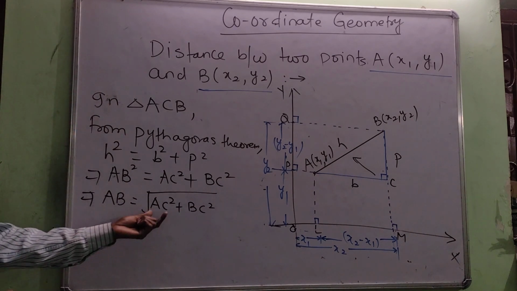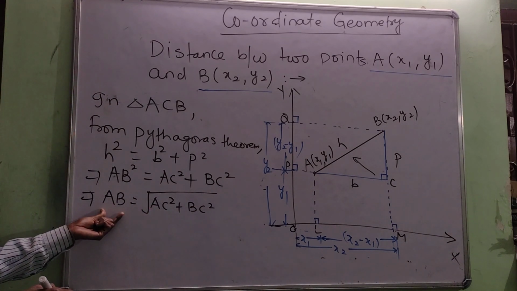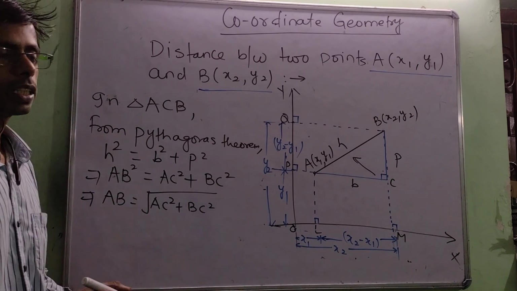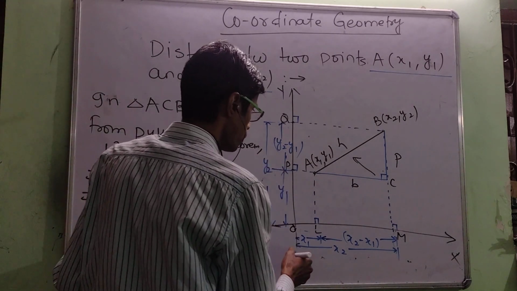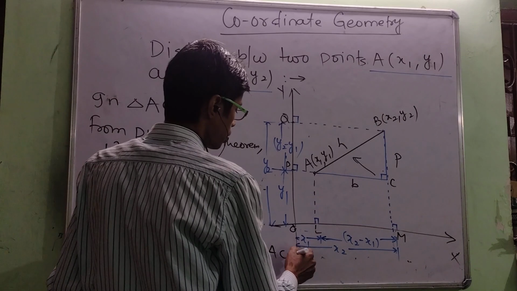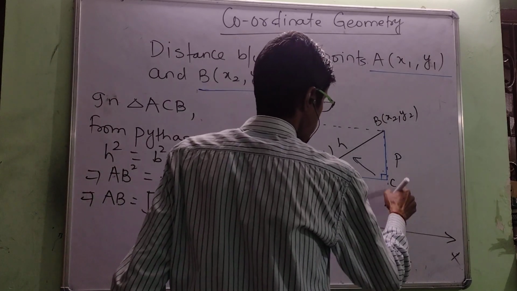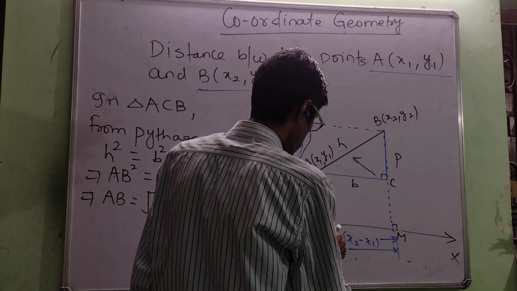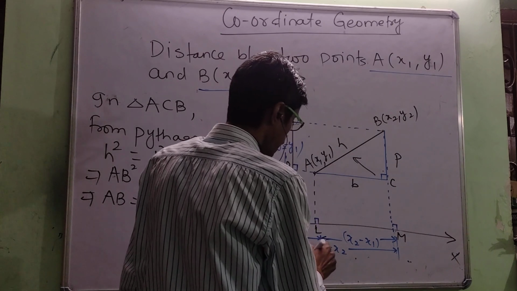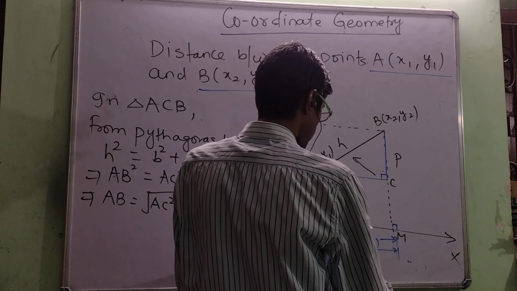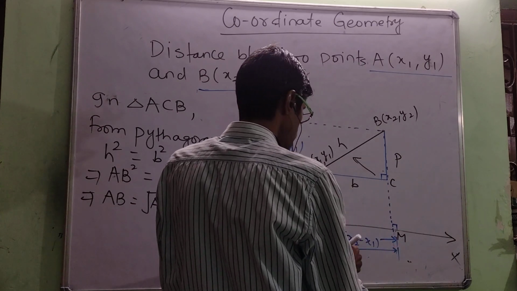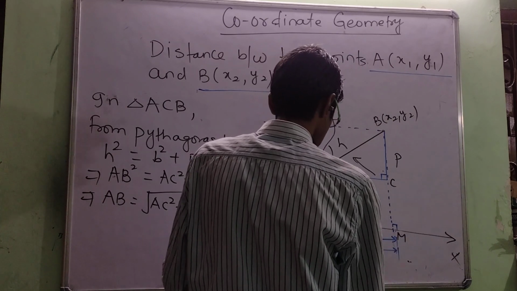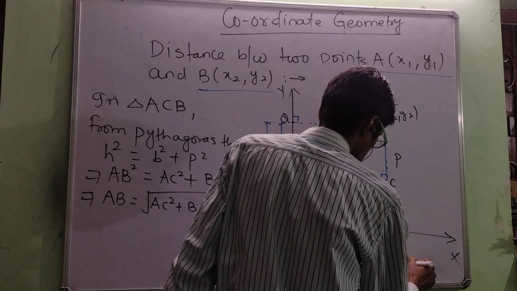Now if we get the distance AC and BC, then we can calculate the distance between 2 points A and B, that is line segment AB. See here, what will be the distance AC? Here ALMC is a rectangle in which opposite sides are equal. Then AC will be equal to LM, and OL is x1 and OM is x2. Then LM will be OM, largest distance minus smallest distance, OM minus OL, that is equal to x2 minus x1.